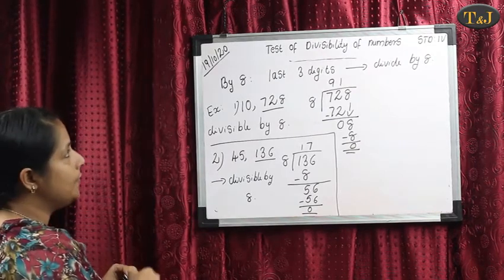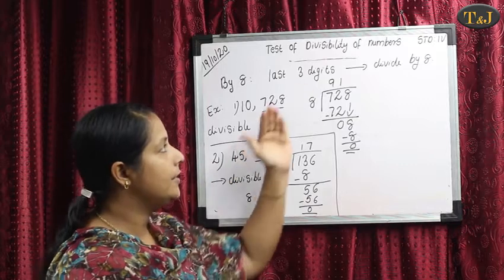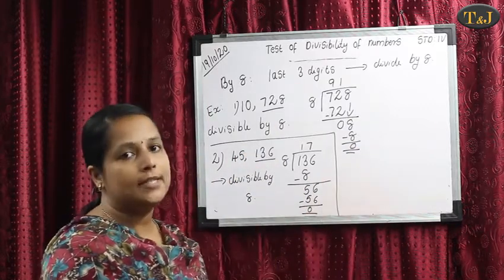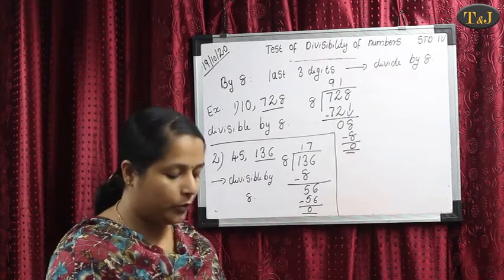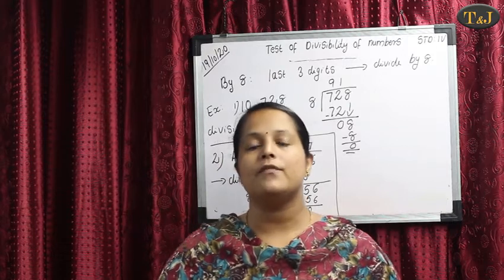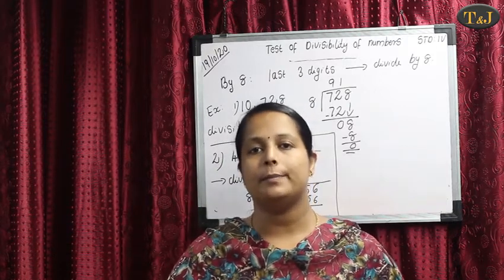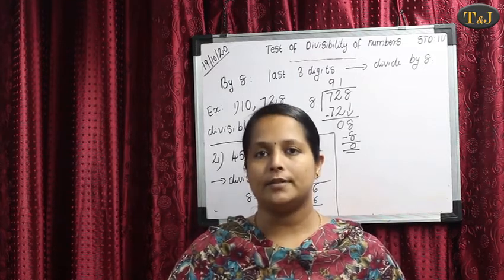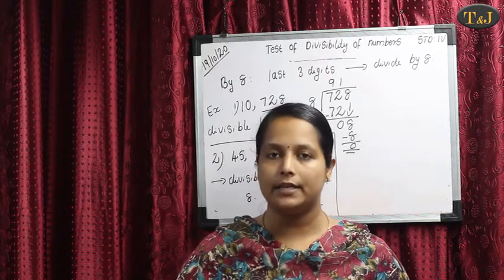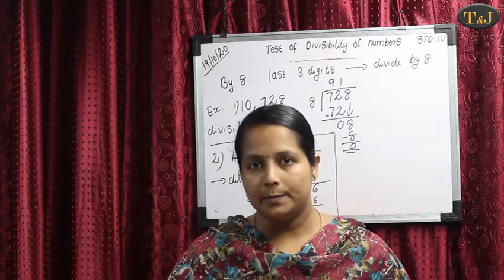Okay, then the test of divisibility by 8: we are taking the last 3 digits and dividing them by the number 8. When we get the remainder 0, that number is divisible by 8. Okay. Then today we are taking the tests of divisibility of numbers. Our first number is 2. In the test of divisibility by 2, our ones place values are 0, 2, 4, 6, 8. If one of these is the ones place value of the given number, that number is divisible by 2.